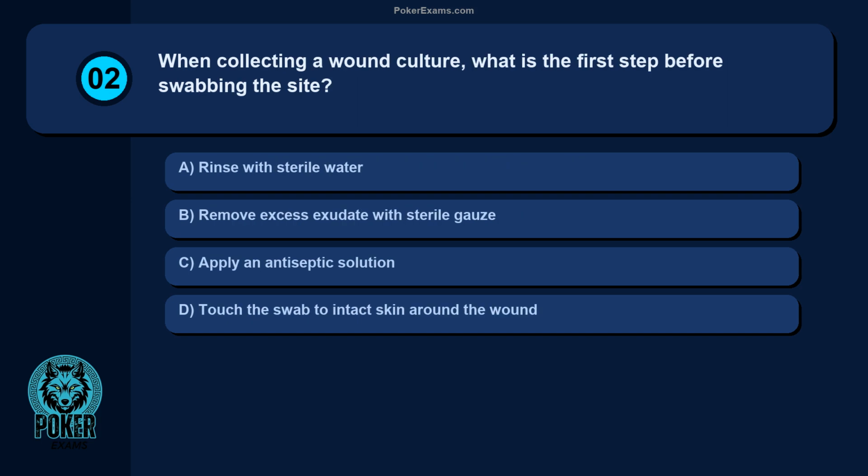Question 2. When collecting a wound culture, what is the first step before swabbing the site? Rinse with sterile water. Remove excess exudate with sterile gauze. Apply an antiseptic solution. Touch the swab to intact skin around the wound.